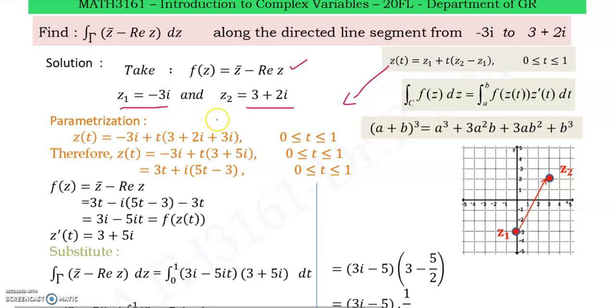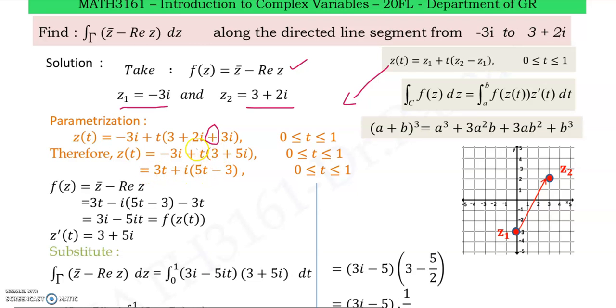Z1 is minus 3i. Already we have one minus in the rule. Therefore, here it will come plus. So that's why I write plus. Okay, so plus 3i. Then you write z of t is equal to minus 3i plus t times, say, 3 plus 5i. Now here you separate real part and imaginary part.